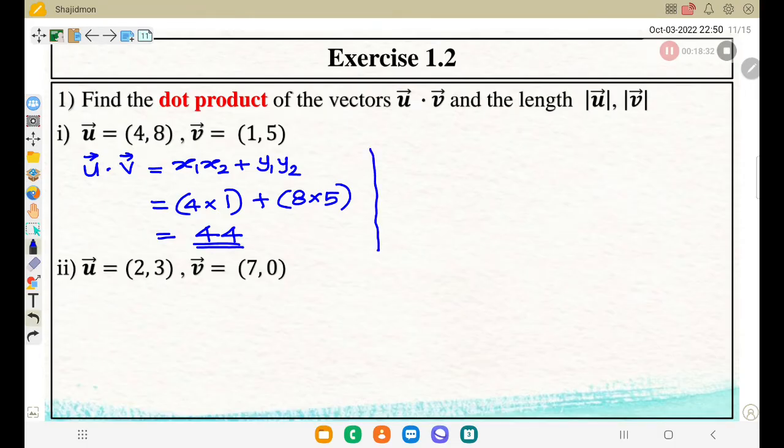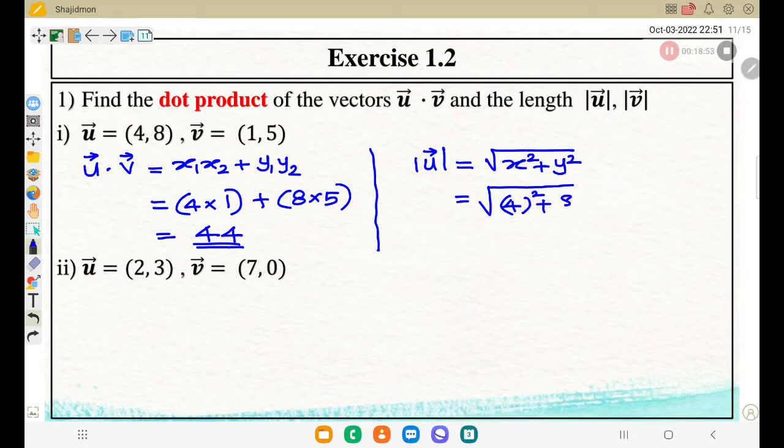Now in the same question we need to find absolute U, the magnitude of the vector U, and the magnitude of the vector V. What is the rule for finding magnitude? Root of x square plus y square. So the magnitude of vector U is root of 4 power 2 plus 8 power 2, correct? We can check on the calculator. 4 power 2 is 16 plus 64. We will get 4 root 5, or approximately we can write 8.9.